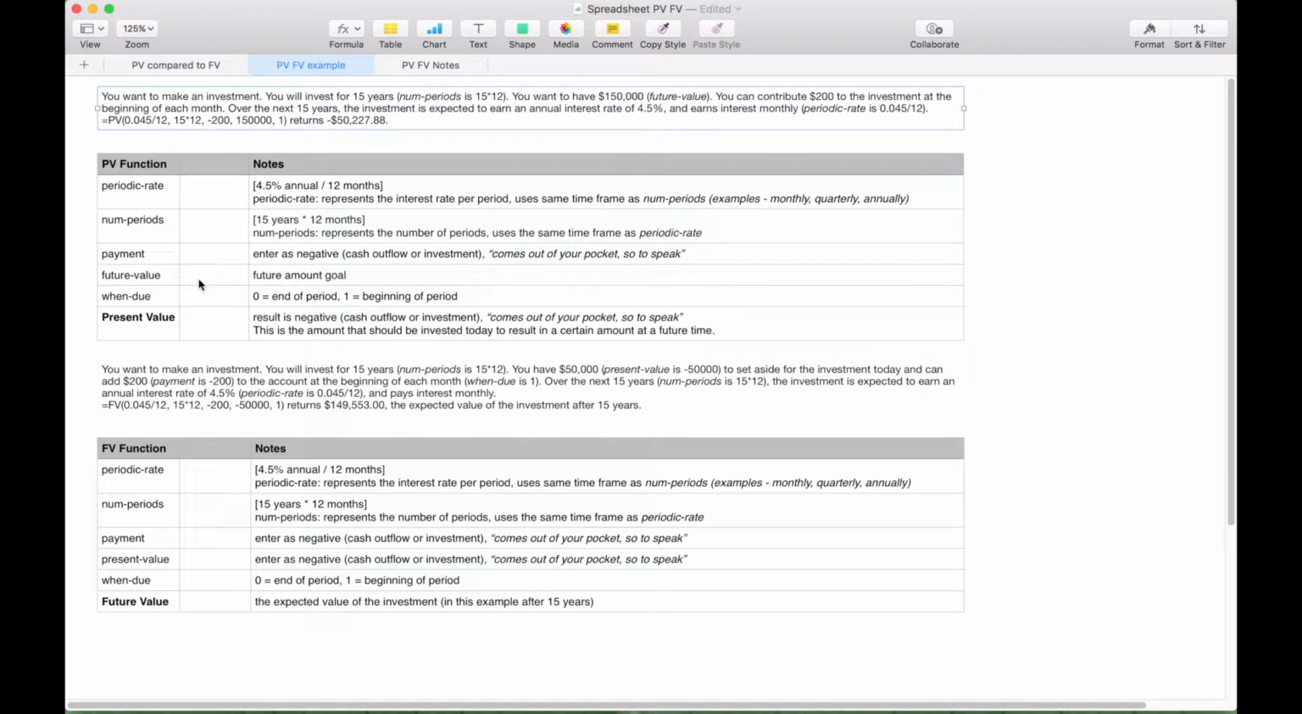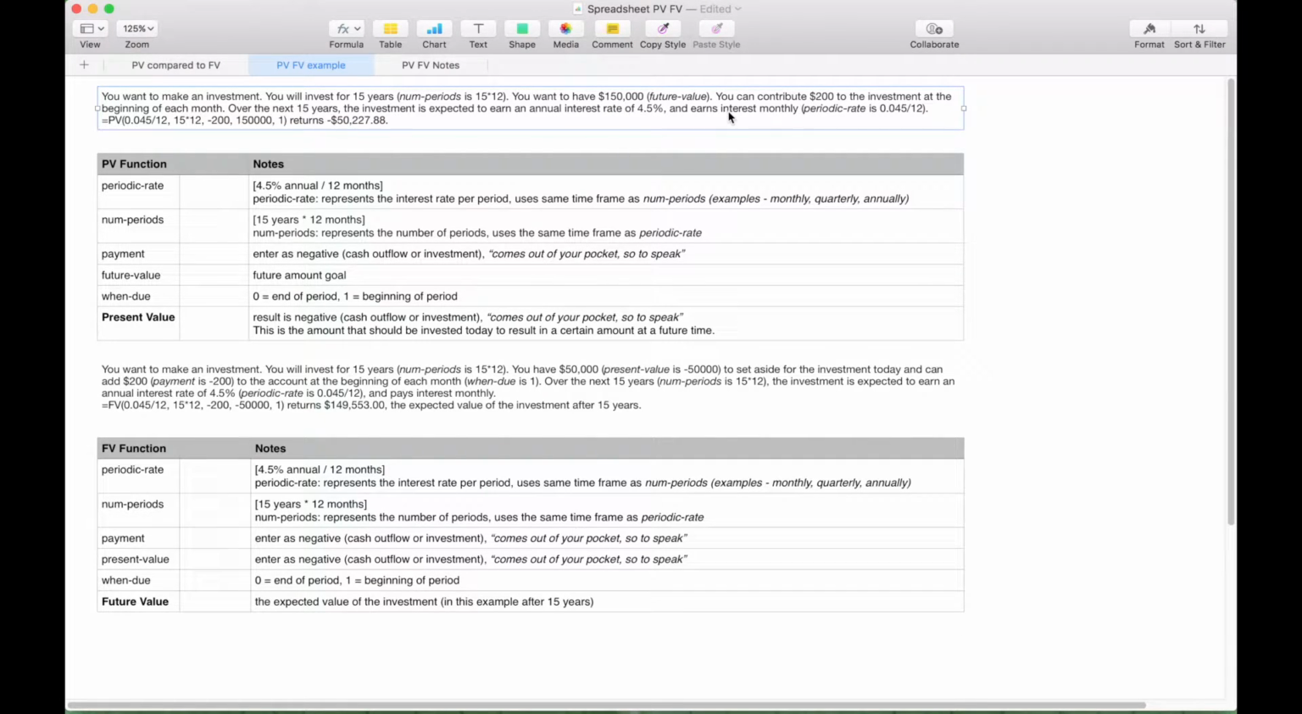Okay, so our example says you want to make an investment. You will invest for 15 years, and there's something specific we need to do to the number of periods, and we'll go over that here in just a second. And you want to have $150,000 at the end of your investment. So at the end of 15 years, you need to have $150,000 for whatever reason. It could be for your kids' college. It could be for the next home you'd like to purchase, a vacation home, some amount of money you want to donate to charity. Whatever your savings or investment goals are, just know that we want to have $150,000.